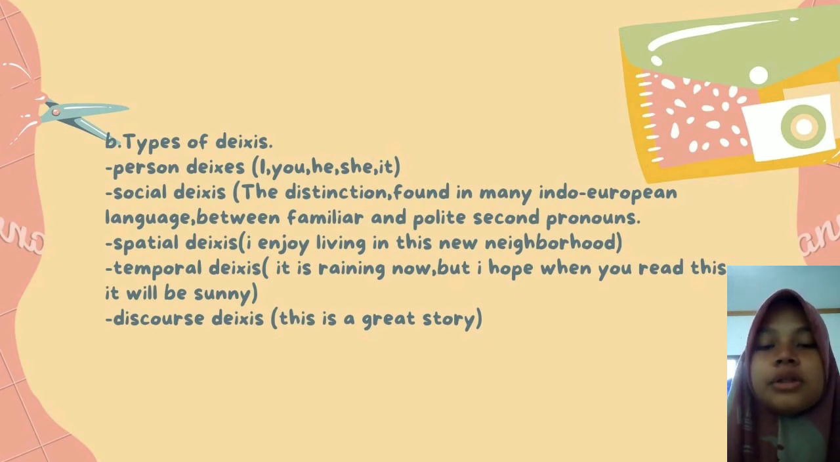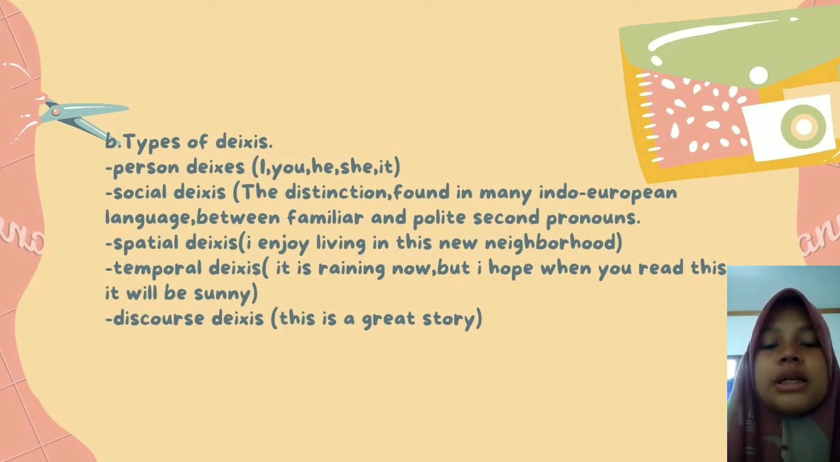The next one is social Deixis. So social Deixis is reference to the social characteristics of or distinctions between the participants or the reference in a speech event, such as good morning, mom. So mom here is the example of the social Deixis.